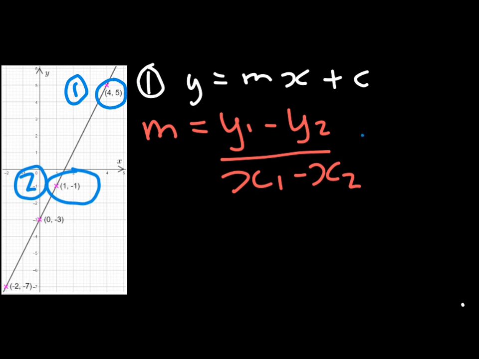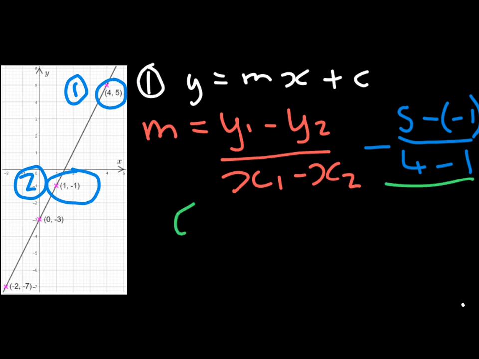So I can then substitute values into this formula for m. Given that this is my point 1, we then find y1, and that is 5. Now we minus. We now find y2, and we can see that that is -1. Then x1 would be 4, and x2 would be 1. So if we simplify this, we get 6 over 3, and that equals 2. We have just found our value for m, and we found that it is 2.